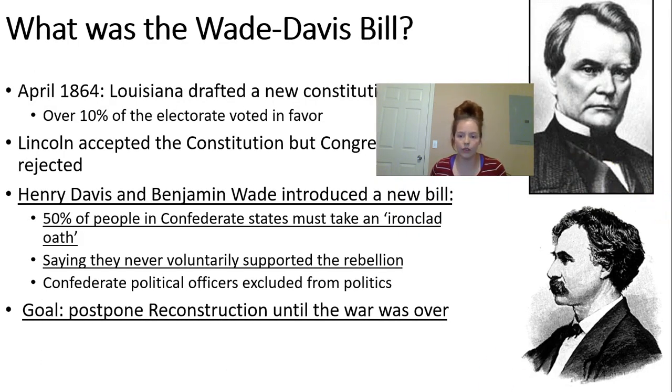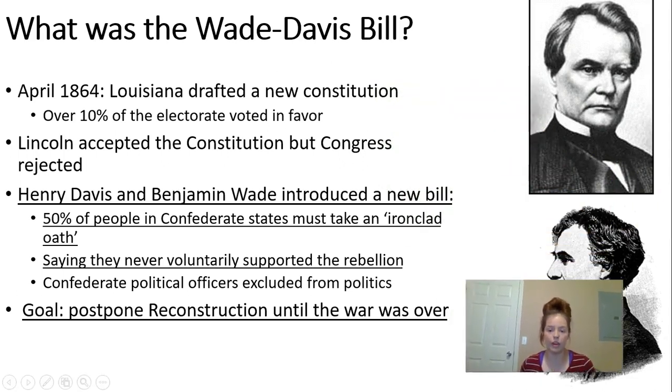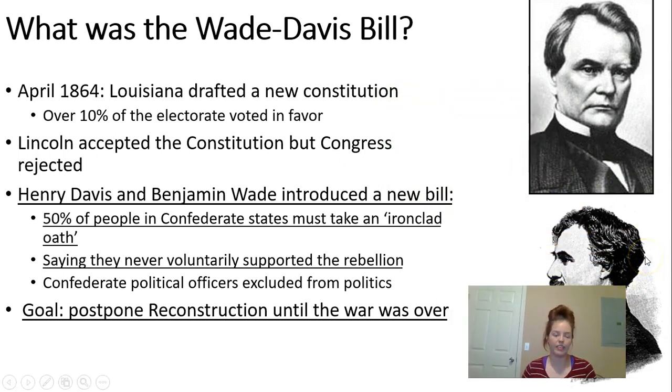Looking into the Wade-Davis bill and how they're going to add on to Lincoln's 10% plan. In April of 1864, this is even before the Civil War ended, Louisiana is drafting a new constitution that gets over 10% of their electorate to vote in favor of it. Lincoln is ready to accept this constitution, but Congress rejects it, and so we have Senators Henry Davis and Benjamin Wade who come in and introduce an extension onto Lincoln's 10% plan.